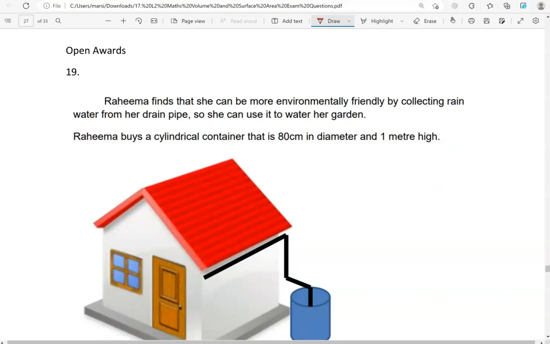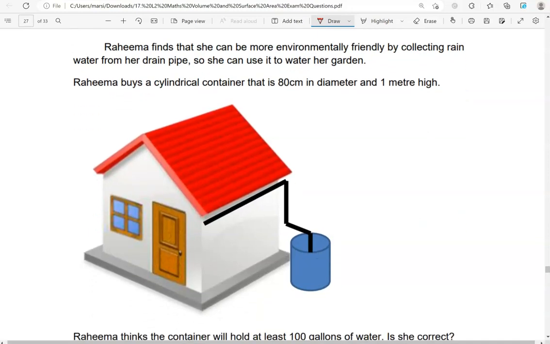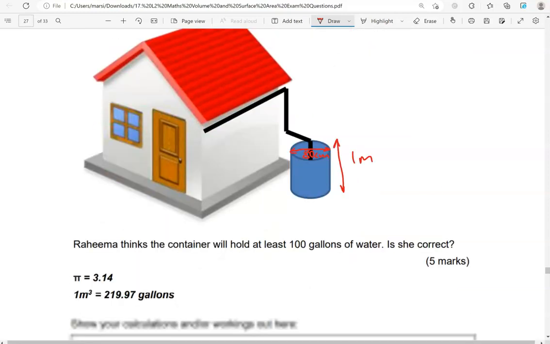Rahima finds that she can be more environmentally friendly by collecting rainwater from her drain pipe so she can use it to water her garden. Rahima buys a cylindrical container that is 80 centimeters in diameter and 1 meter high. So this is 1 meter high and diameter is 80 centimeters. Rahima thinks the container will hold at least 100 gallons of water. Is she correct? Pi equals 3.14. 1 cubic meter is equal to 219.97 gallons. Show your calculations and their workings out here.